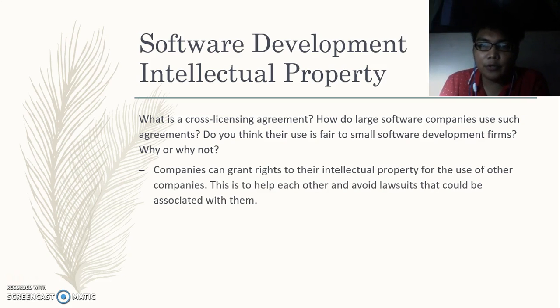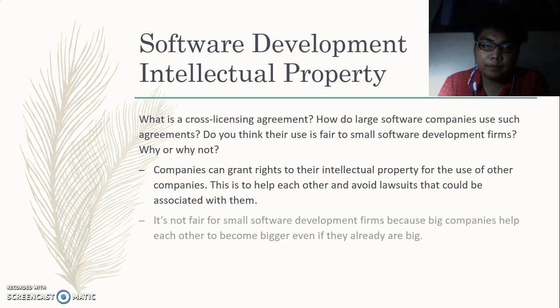So, companies can grant rights to their intellectual property for the use of other companies, and that is a cross-licensing agreement. Large companies use it to help each other and avoid lawsuits that could be associated with them. So, is it fair? No, it's not fair for small software development firms because big companies help each other to become even bigger, even if they are already big.